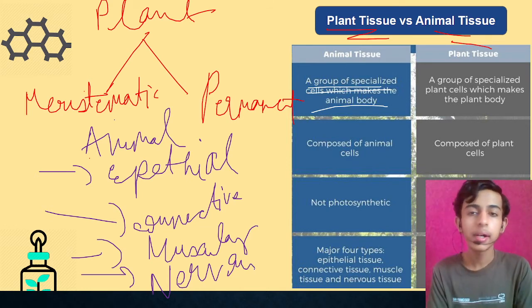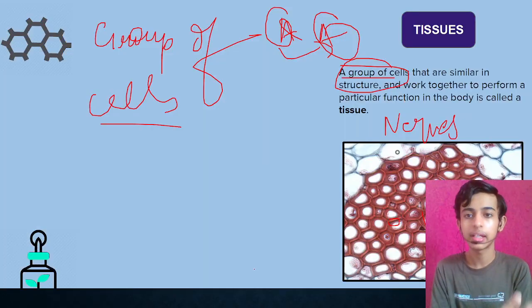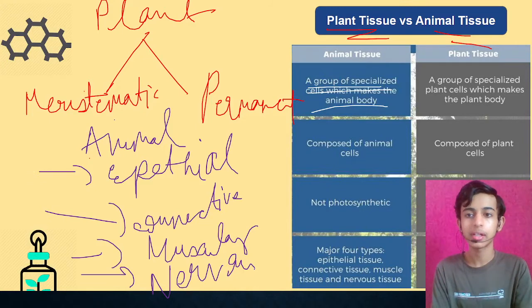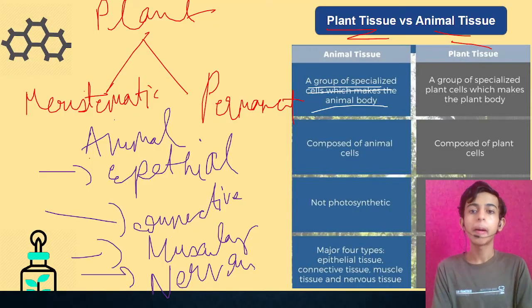So that's what was there in today's session. I've introduced you to the chapter, plant tissue and animal tissue. In the next session we will be doing plant tissues.